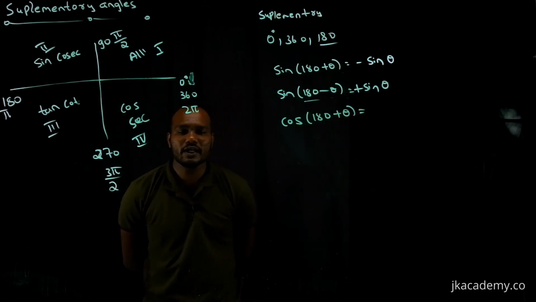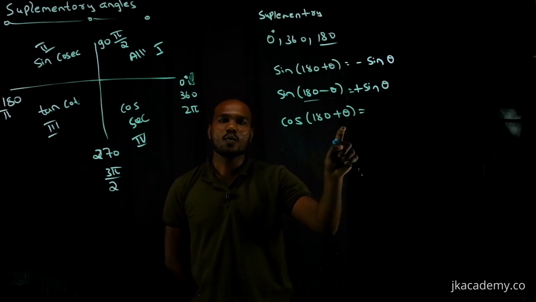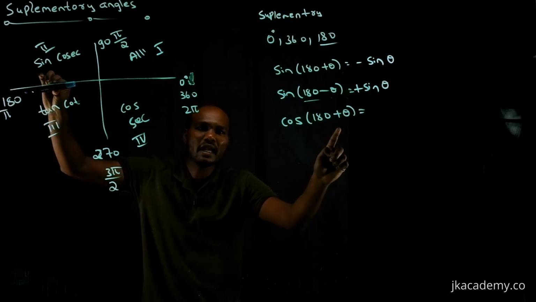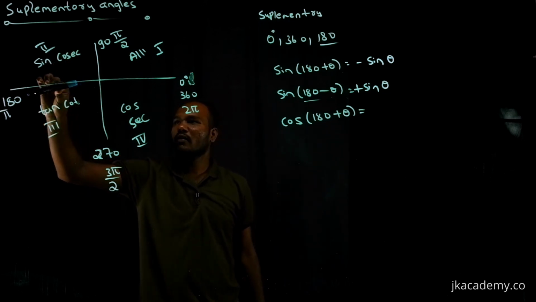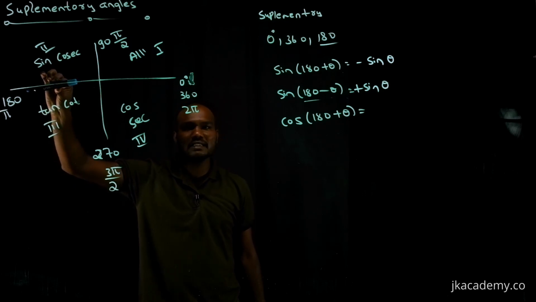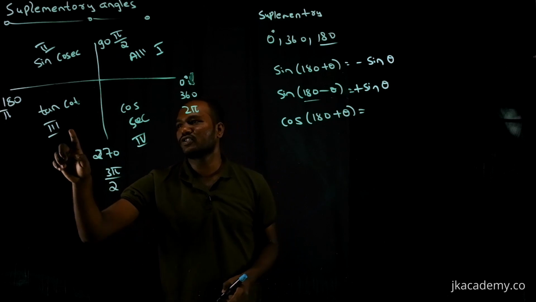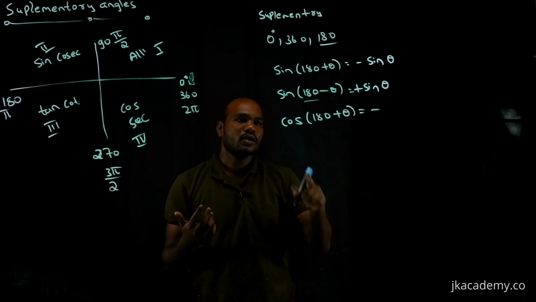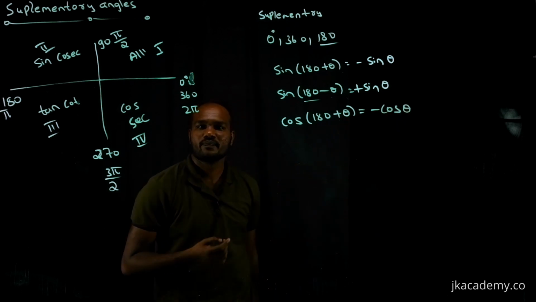180 plus theta. Can you do it? Pause the video. Can you do it? What you need to do? First think about the quadrant. Where is 180? This is 180. If it is a plus, go next. If it is negative, go backward. So forward is anti-clock direction. 180 plus, that is which quadrant? Third quadrant. In third quadrant, is cos positive? No, because tan and cot are positive, others are negative. So I should take negative. Cos is there, just take cos. There is a theta, just consider theta.